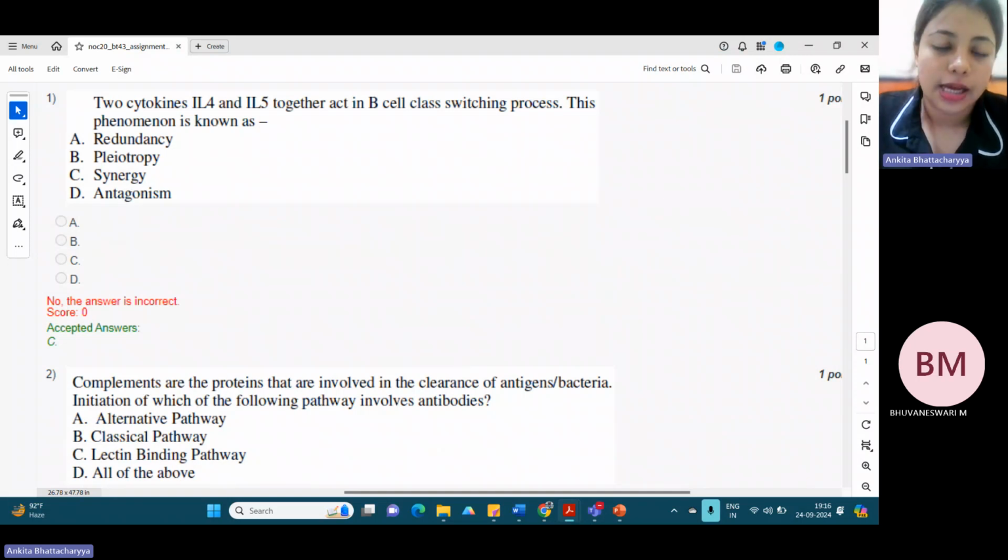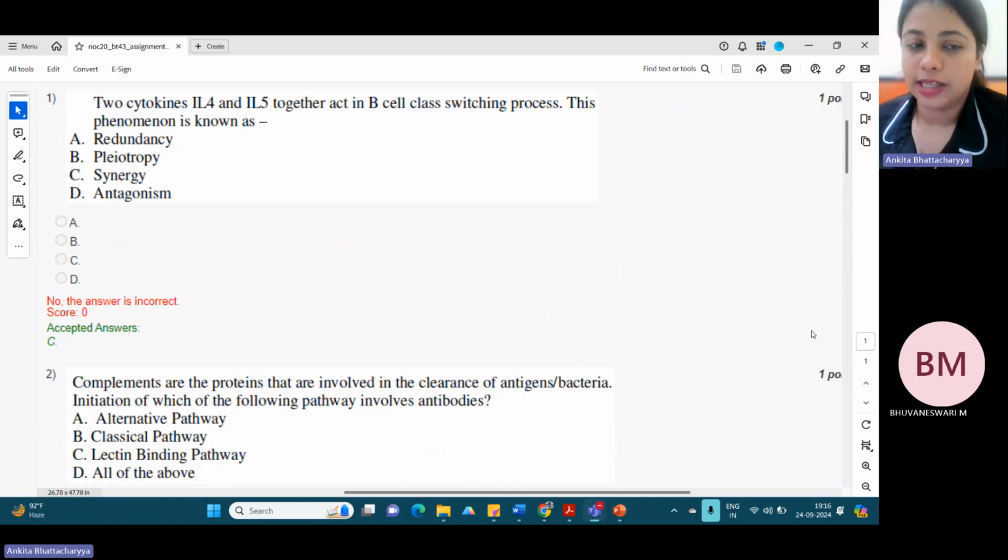Two cytokines, IL-4 and IL-5, together act in the B cell class switching process. We have learnt about that already, how class switching occurs and what is the role of these interleukins or these cytokines. What is this phenomenon known as where both of them are together working for a certain process? A, redundancy, B, pleiotropy, C, synergy, or D, antagonism.